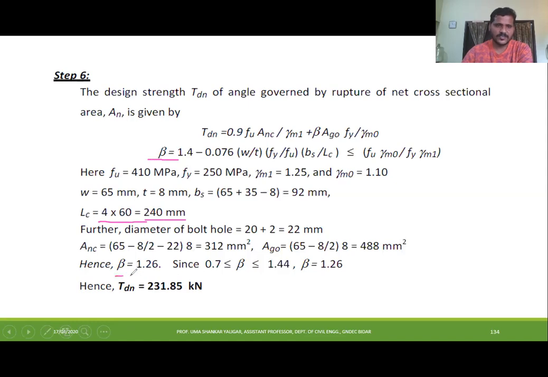In this way, you can calculate beta by substituting the above values. You will get beta as 1.6, but the minimum value of beta is 0.7, and the maximum value you can calculate from this formula. You know all the values, substitute these values, you will get the maximum value as 1.44. Hence, our value is between 0.7 and 1.44. Hence, it is safe. Now substitute your ANC, AG0, and the rest of the values in this TDL. You will get TDL as 231.85 kN. This is the tensile strength due to the second failure, the net section failure.